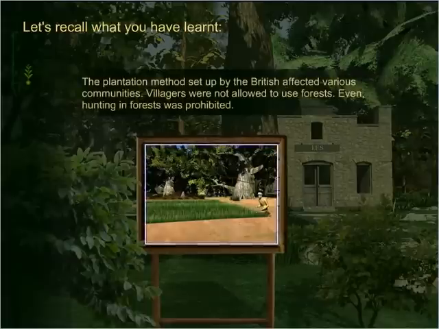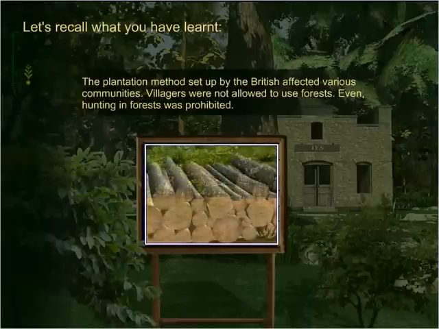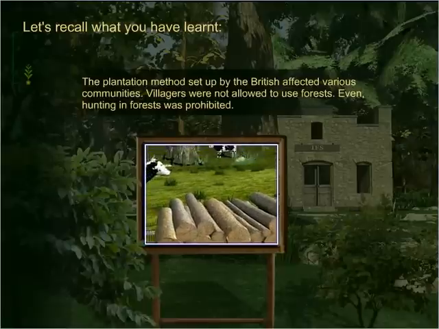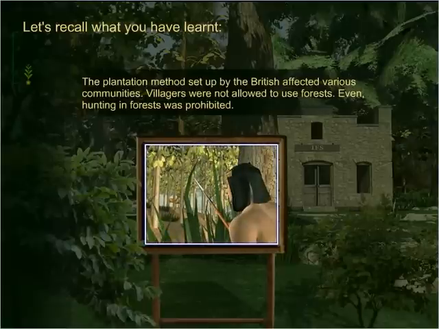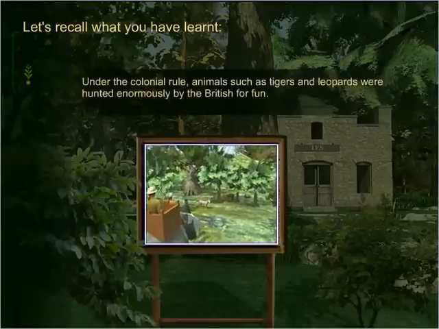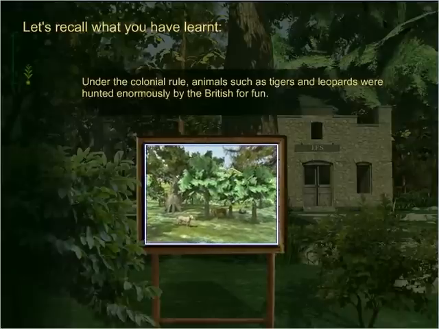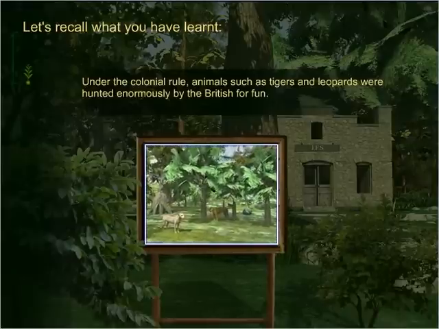The plantation method, set up by the British, affected various communities. Villagers were not allowed to use forests. Even hunting in forests was prohibited. Under the colonial rule, animals such as tigers and leopards were hunted enormously by the British for fun.